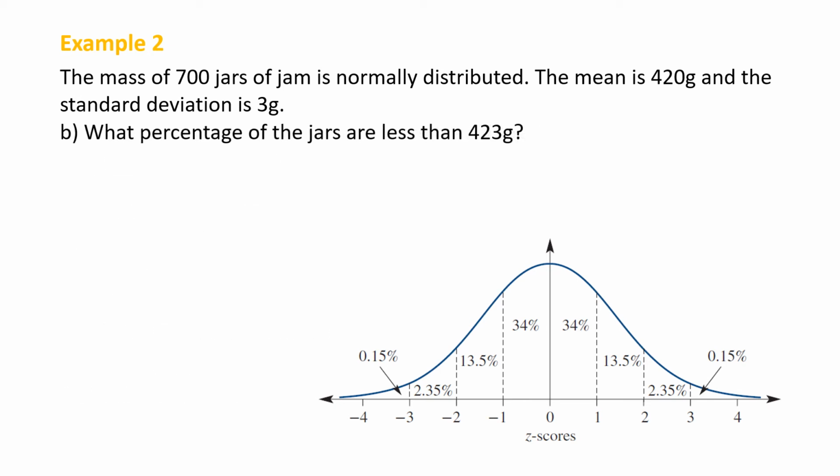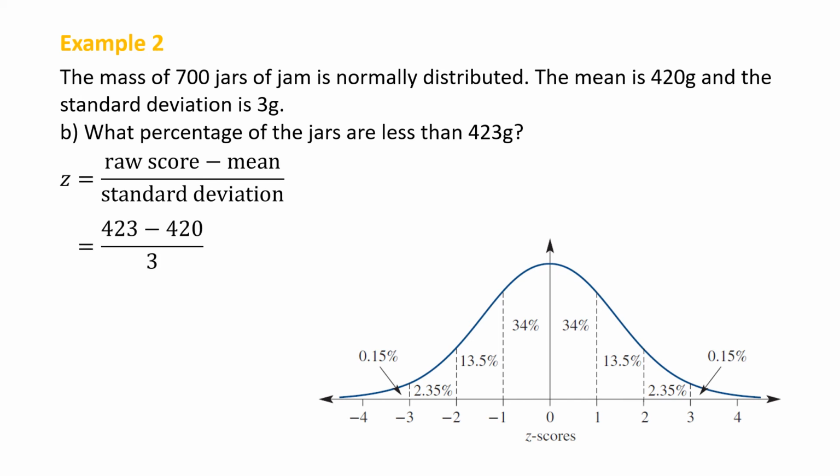So let's look at one where it says, what's the percentage of jars less than 423 grams? All right, so first step, same as always, standardize our score. So it's our X minus mu over sigma. So our X is 423, our mu, our mean, is 420, standard deviation is going to be 3. And the calculator tells me that that gives me a z-score of 1. So we want to know what percentage of the jars are less than 1. So it's going to be 0.15 plus 2.35 plus 13.5 plus 34 plus another 34.